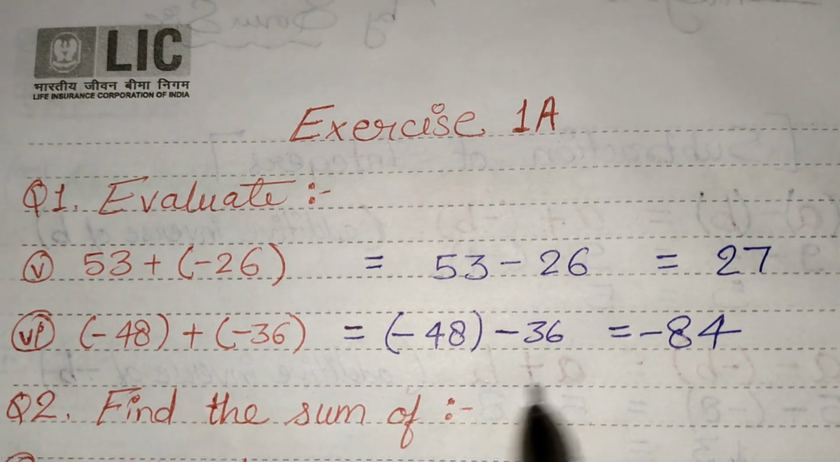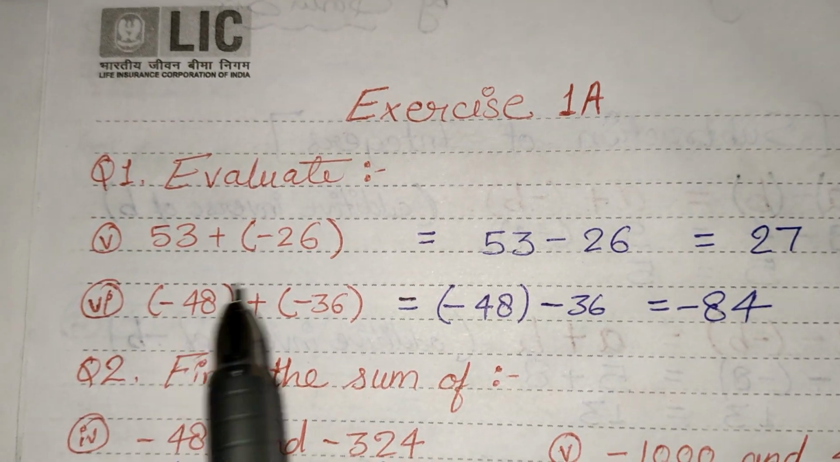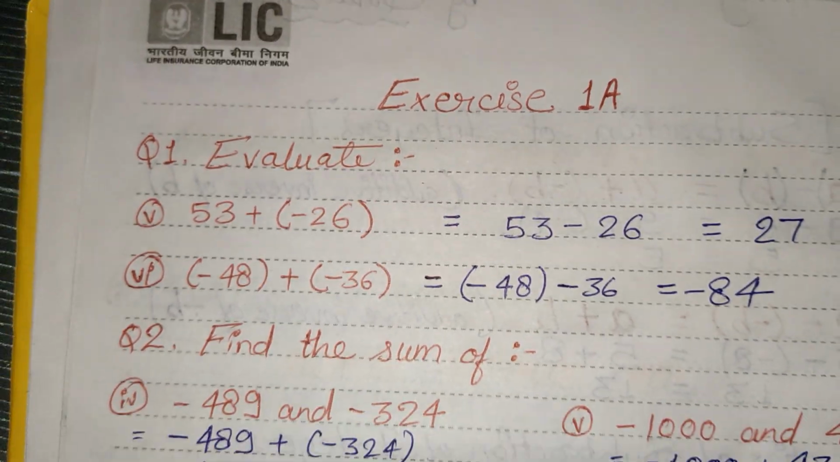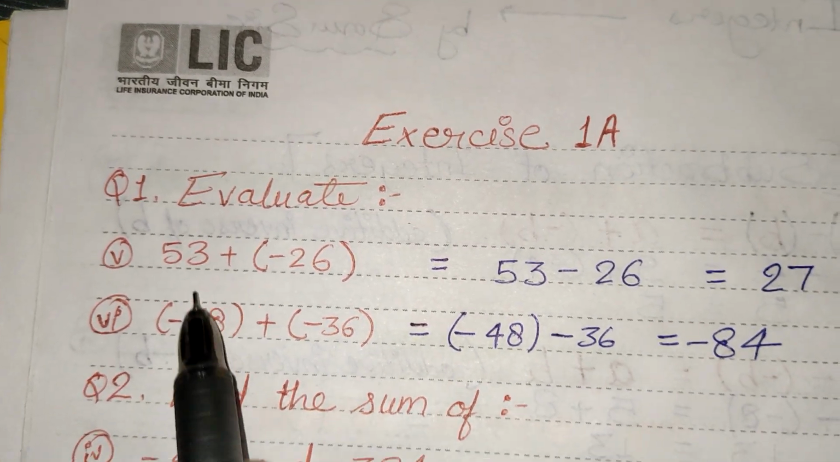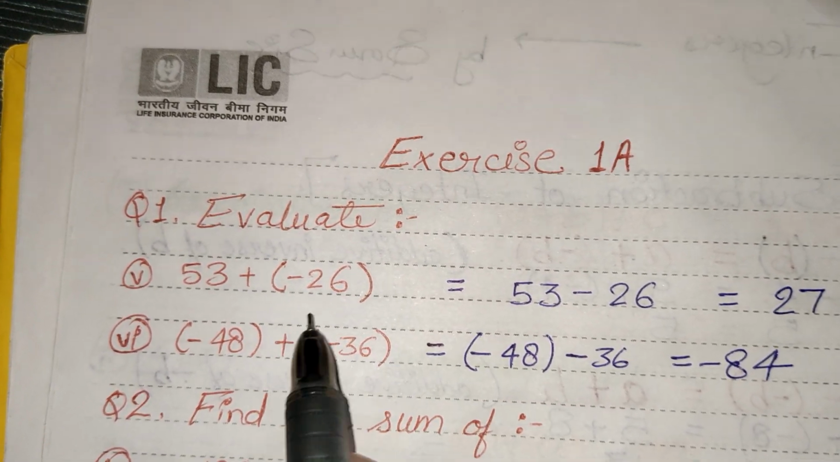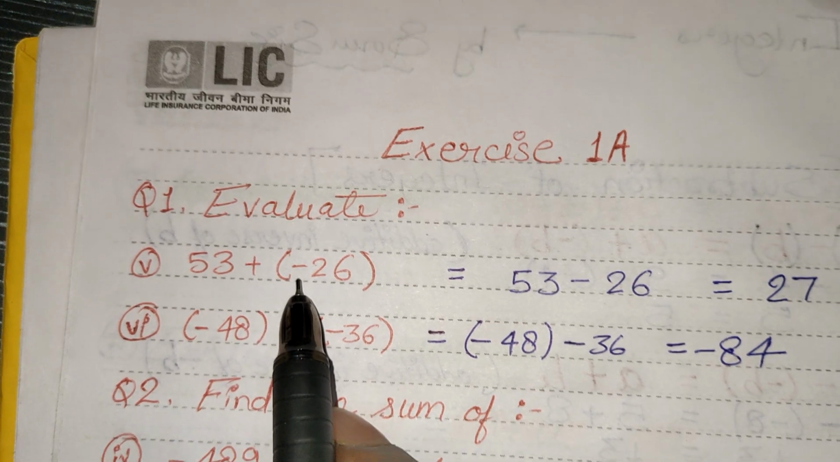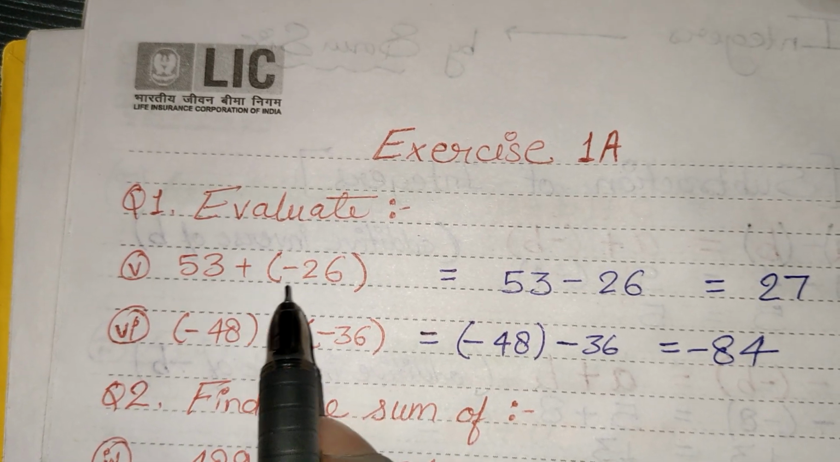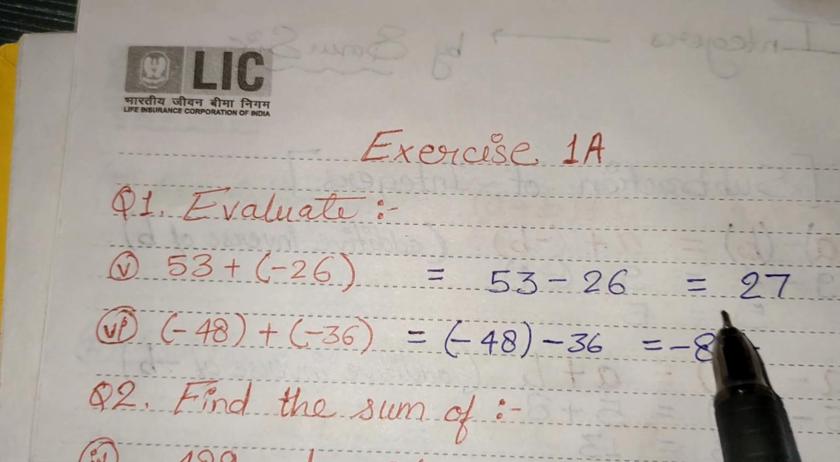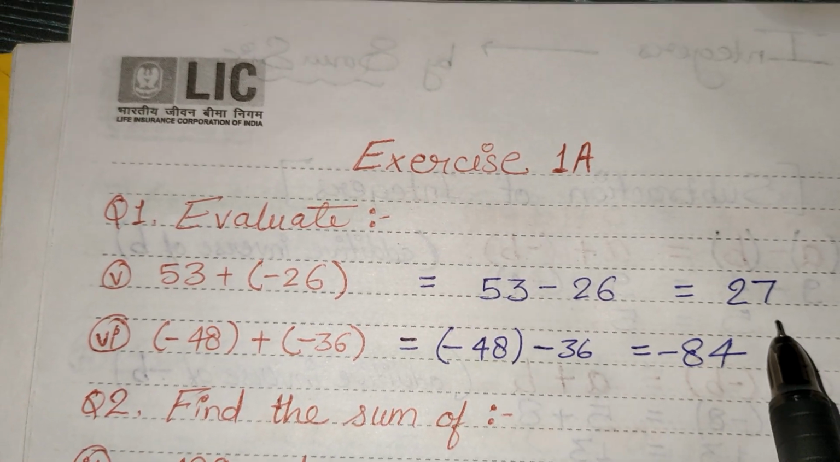Exercise 1a. Now see the question number 1, evaluate. So we have to evaluate. Let's find out the answer. 53 plus, in the bracket, minus 26. So here you can see plus minus, so plus minus we have to do minus. So 53 minus 26 is equal to 27.